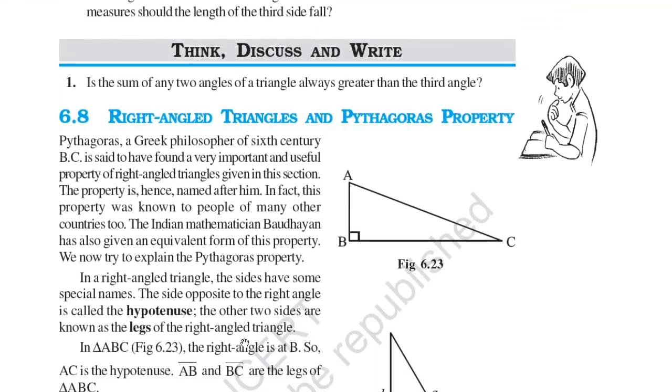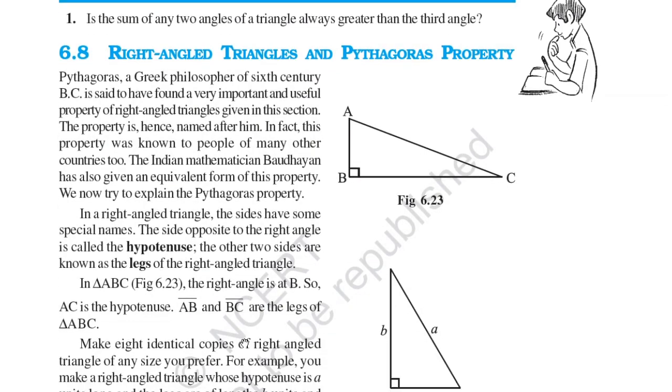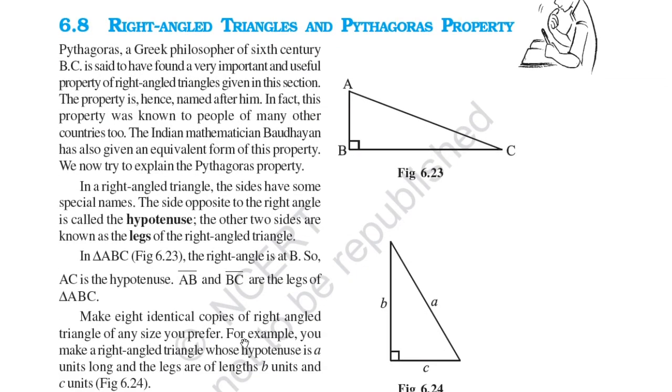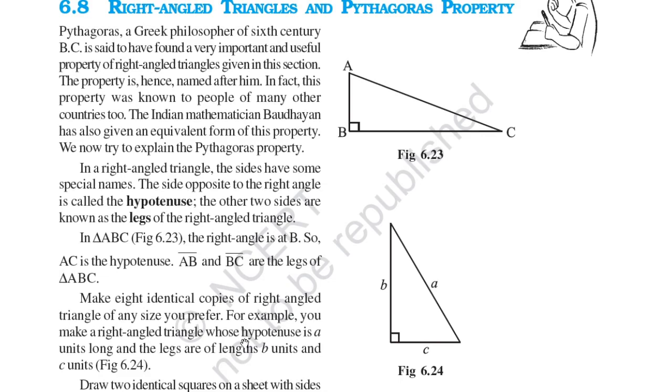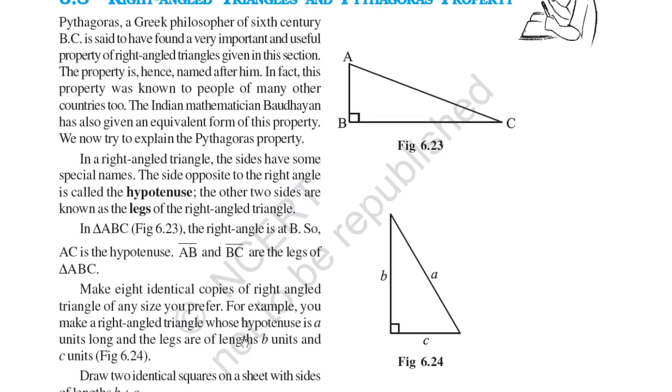6.8, right angle triangle and Pythagoras property. This is very important, Pythagoras property. With the help of Pythagoras, many people have found the distance between the earth and the moon and different things. So Pythagoras theorem is very good.